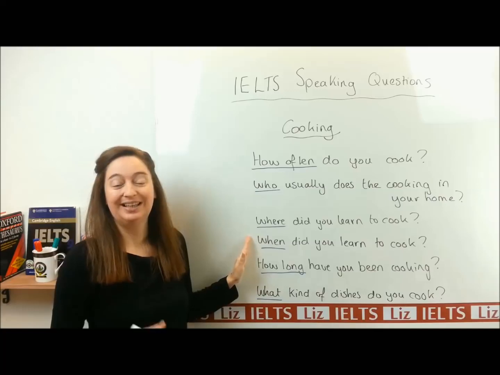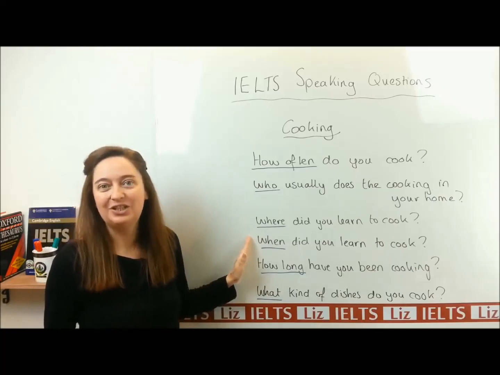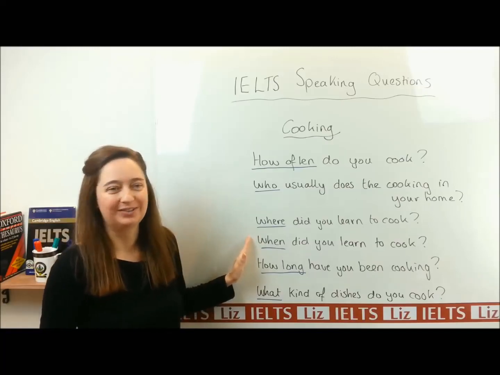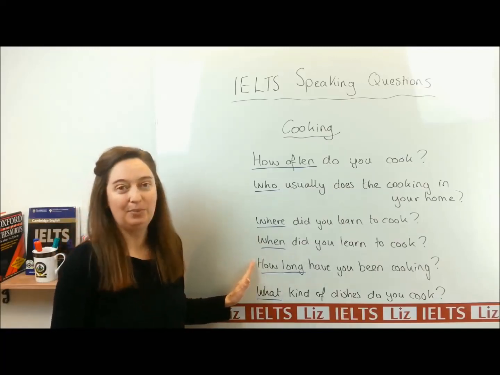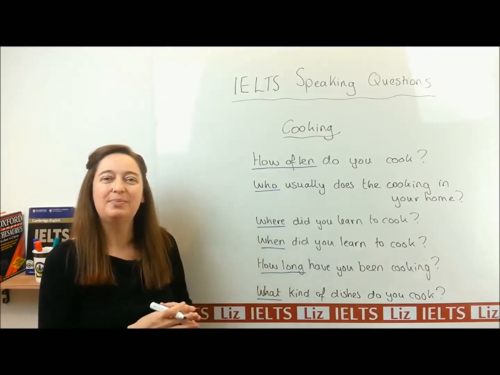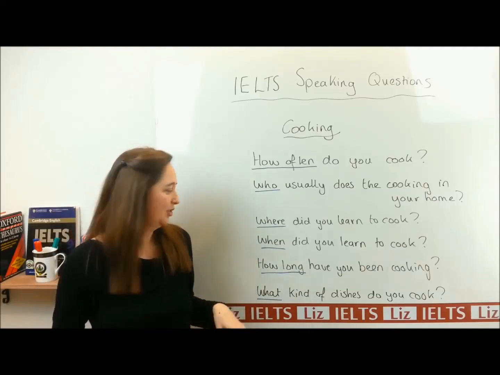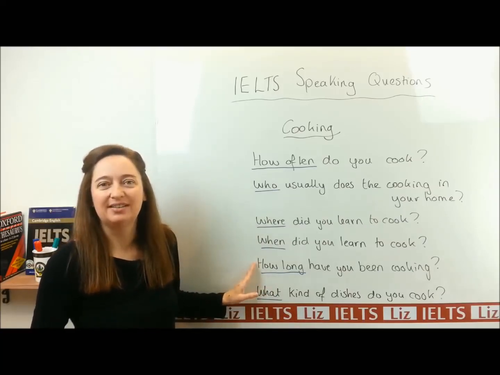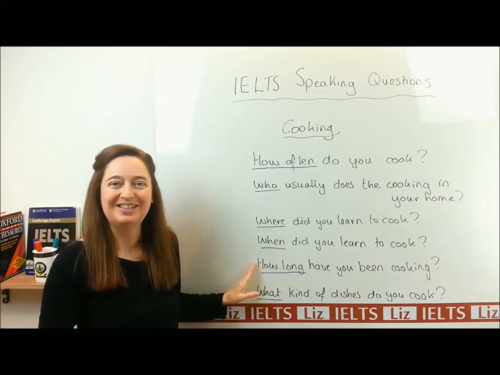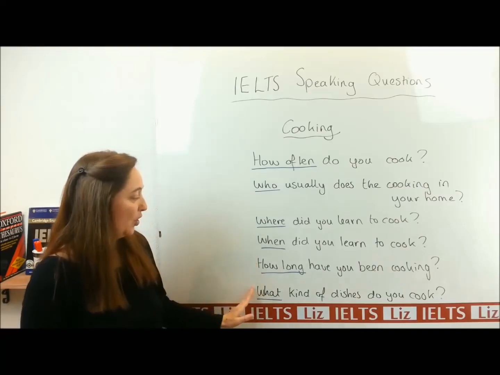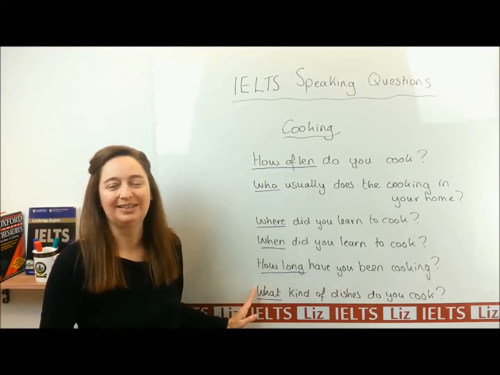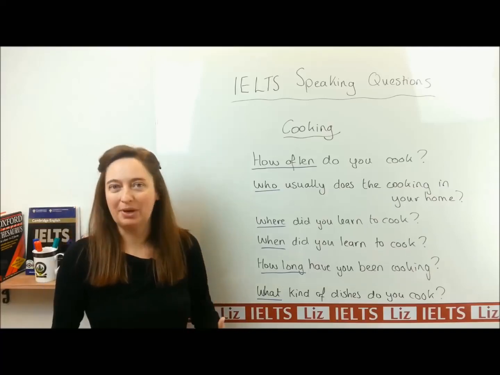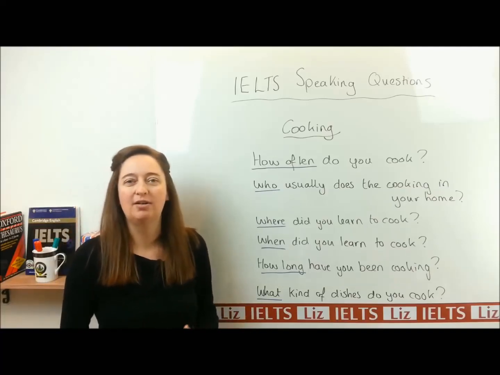When did you learn to cook? This is for a time. So for this you'll need to give a date, or for example, 10 years ago, or when I was a child. How long have you been cooking? Another common question. This is about the length of time. So you could say, I've been cooking for 6 years, and that means I started cooking 6 years ago. And of course, what kind of dishes do you like? This is also a common question. For example, do you like spicy dishes, chicken dishes, what kind?